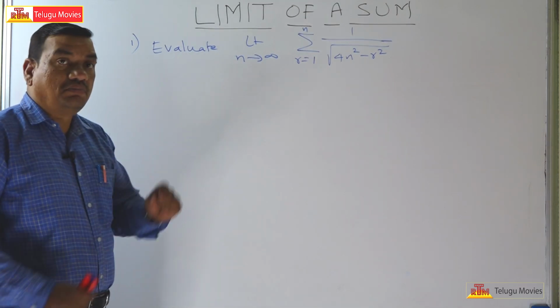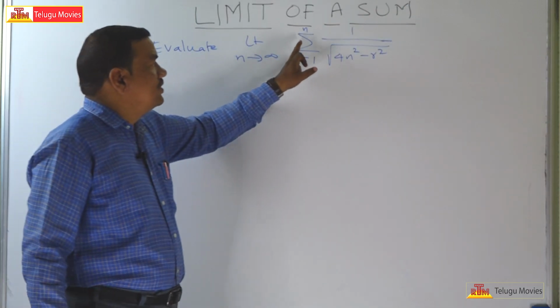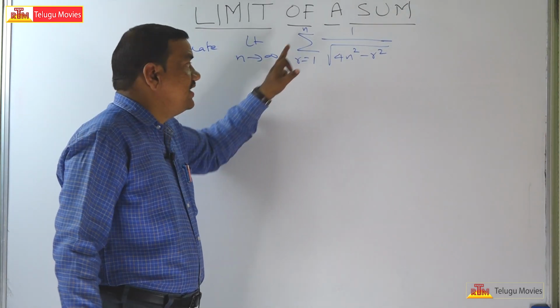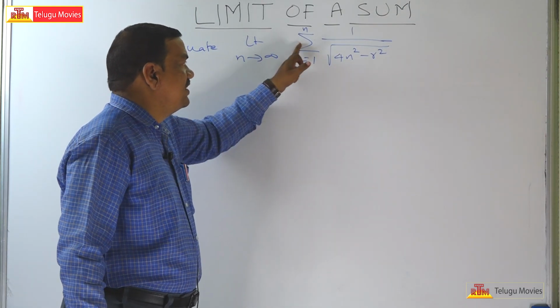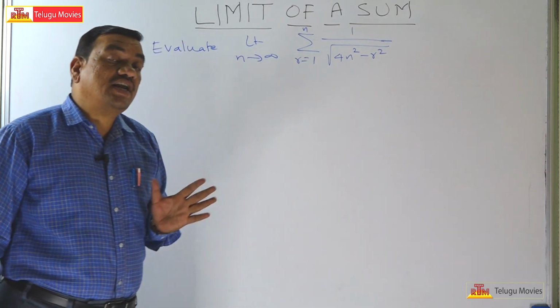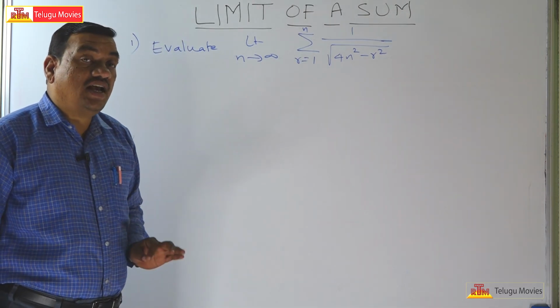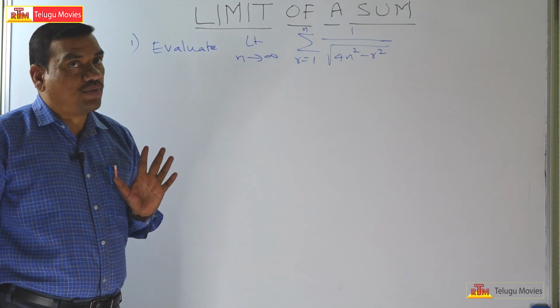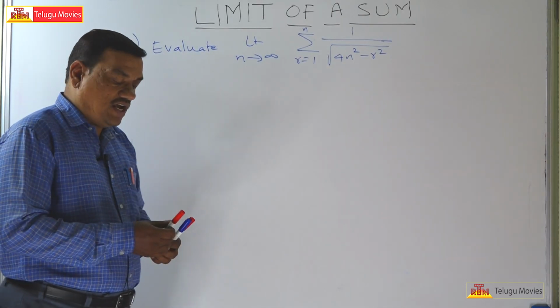By seeing this problem, limit n tends to infinity and sigma will be there. So immediately you have to catch that this is a limit of a sum problem. Now let us see the solution.